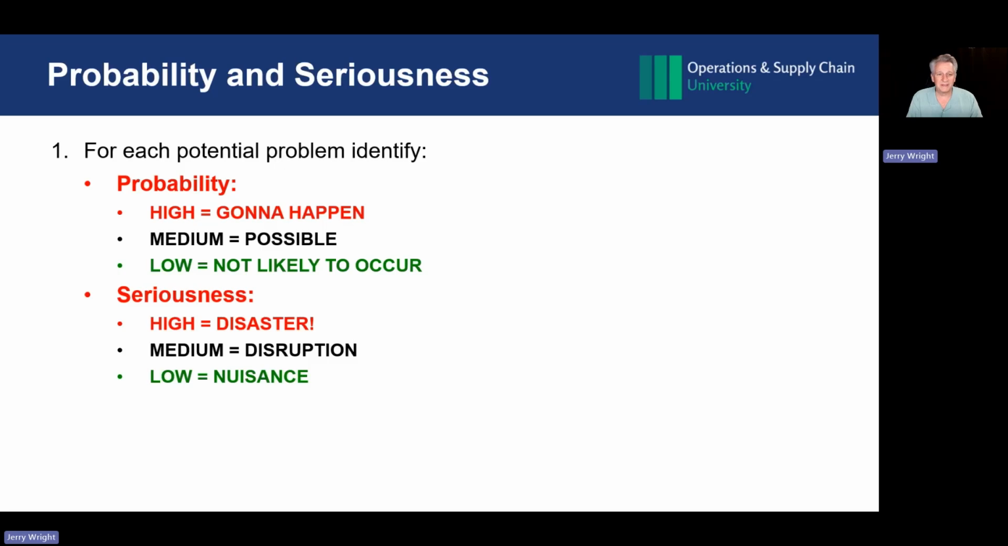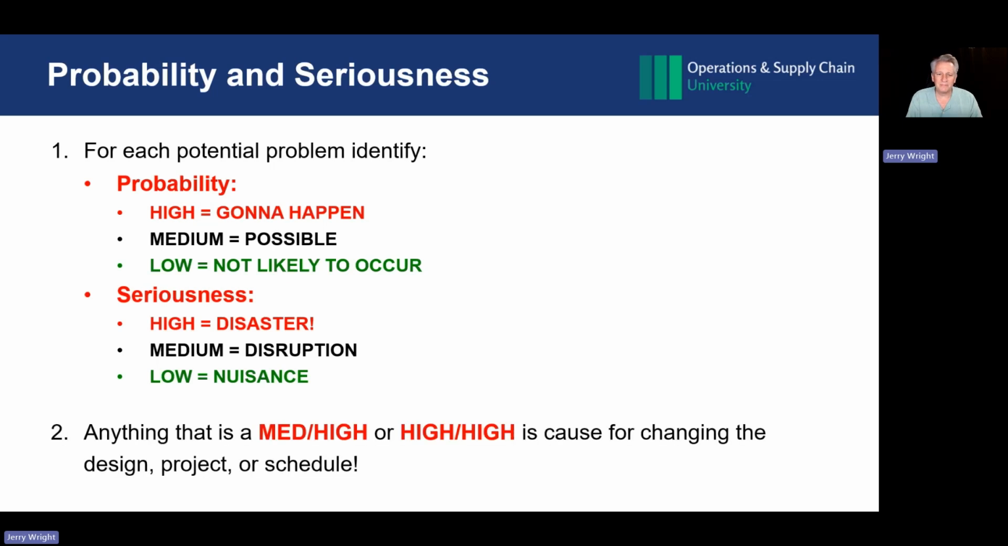Now, seriousness is different. A high seriousness would be a disaster, complete failure, a major problem. A medium would be more of a disruption or a delay, and a low would be a nuisance. It's like, well, I wish that didn't happen, but it did. No big deal. We'll work around it.